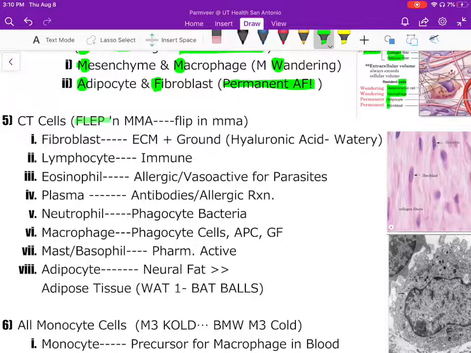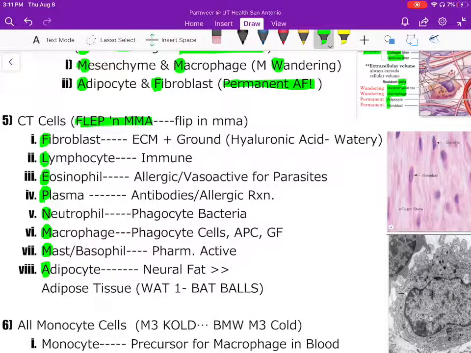Like I said, it's FLIP in MMA. So FLIP: fibroblast, lymphocyte, eosinophil, plasma cell, neutrophil, macrophage, mast cell, and adipocyte. So what are fibroblasts? Fibroblasts make up your extracellular matrix and ground substance, mostly the hyaluronic acid, the watery substance. So you can think of fibroblast as a fiber cell, or the cell that provides the framework, the foundation.